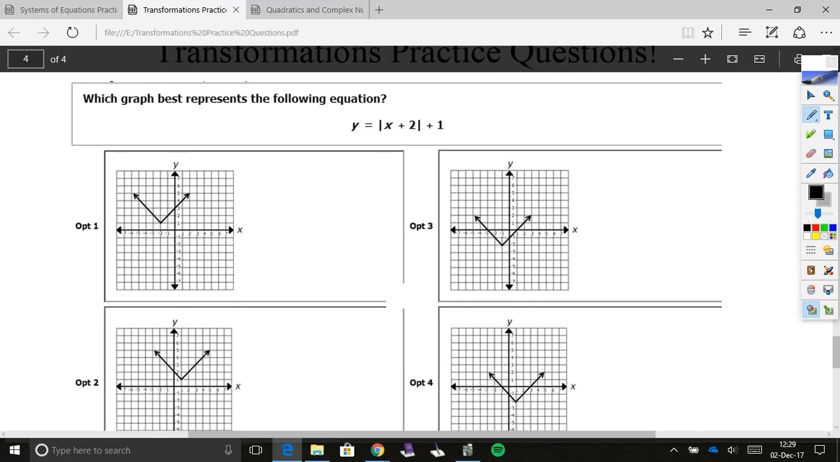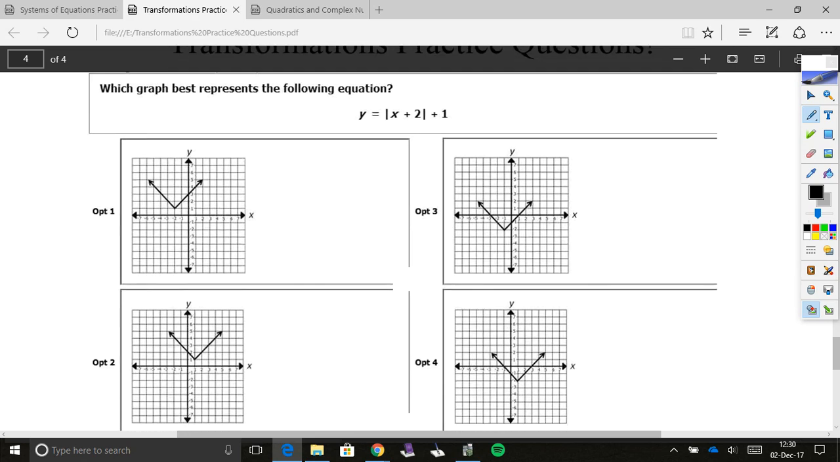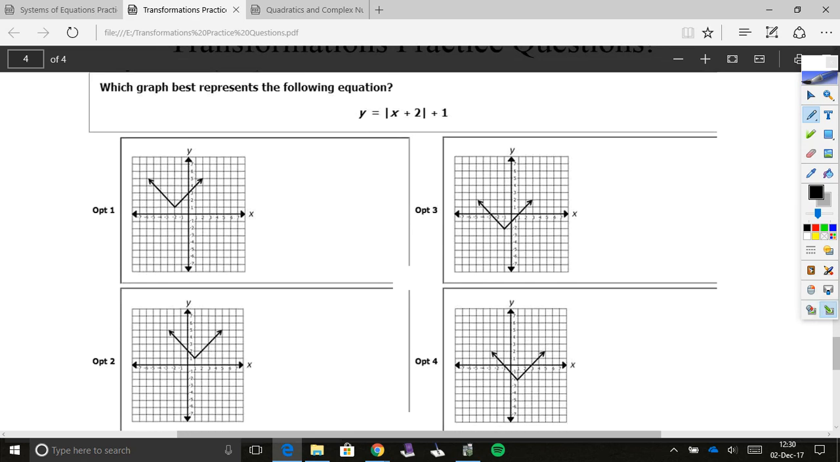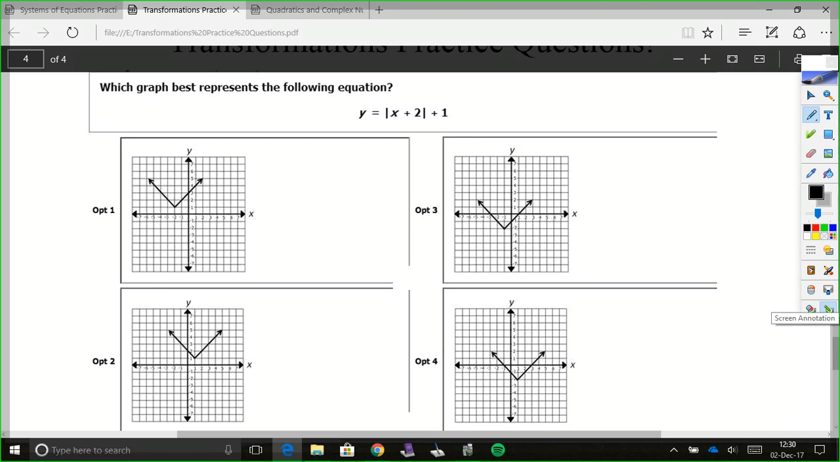Alright, which graph represents this equation here? So notice the transformations. Remember, these always start at 0, 0, but let's see what's happened here. I've got a plus 2 on the inside. Remember, that's horizontal. And if you've been keeping up, plus 2 means left, because plus means left, minus means right. Also, let's point out that we have a plus 1 on the outside. That tells me a vertical shift of moving up or down. Remember, plus 1 would mean up 1.